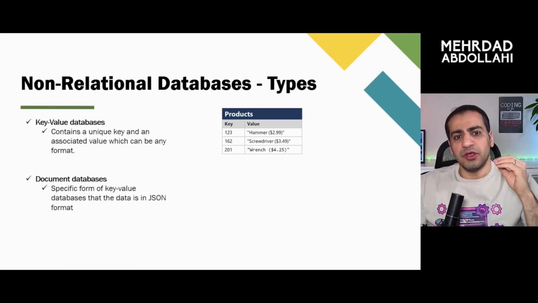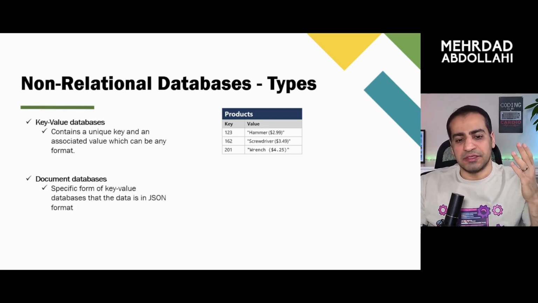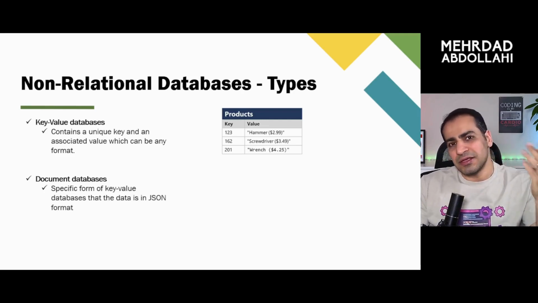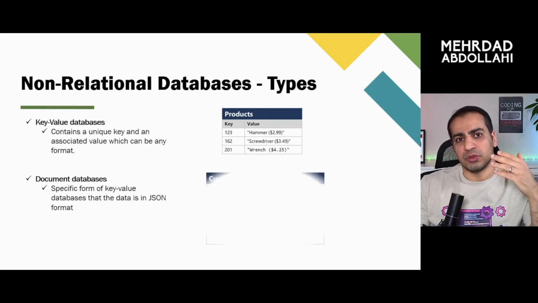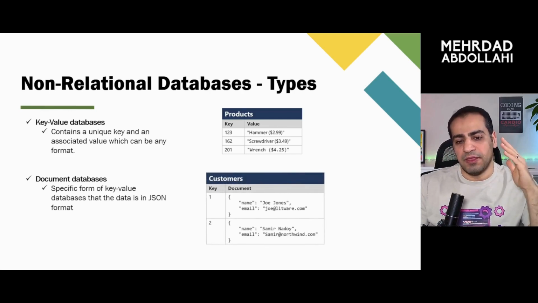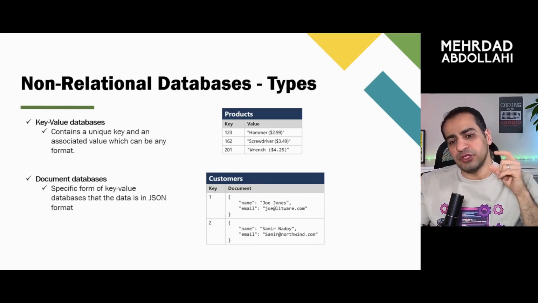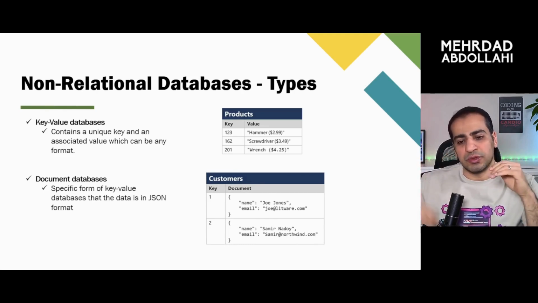We also have document databases, which are a specific type of key value database, but more complex and more mature, where the data is often stored in JSON format. We can see we have a collection of customers, for example, but the value of each record is going to be stored as JSON.